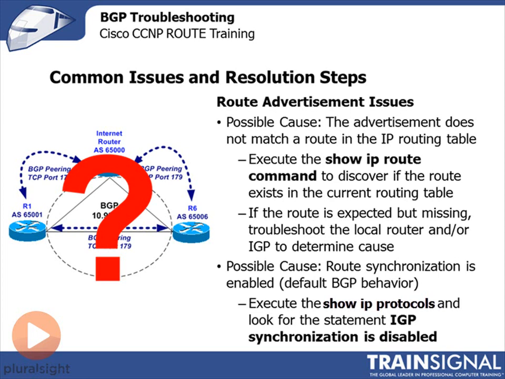Is an IGP issue going on? Was it never configured to start with? You may take the same troubleshooting principles and apply them to the IGP to see if there is a particular issue that's preventing that from being installed in the routing table. And if so, you just need to correct that.